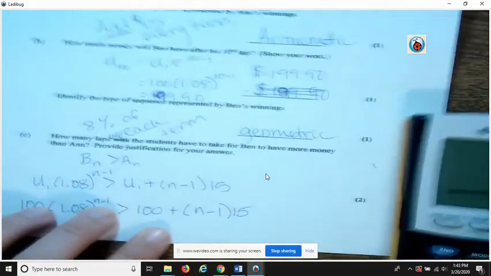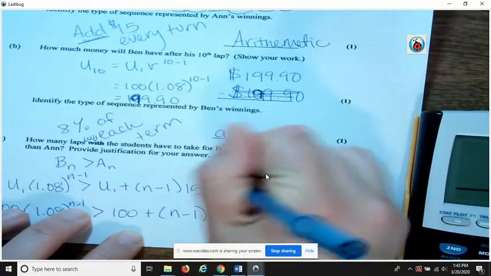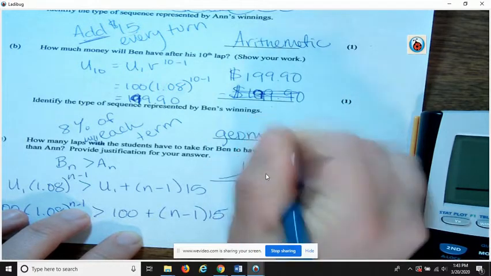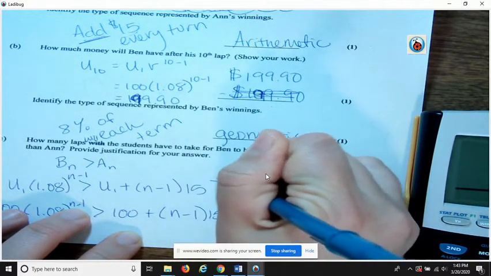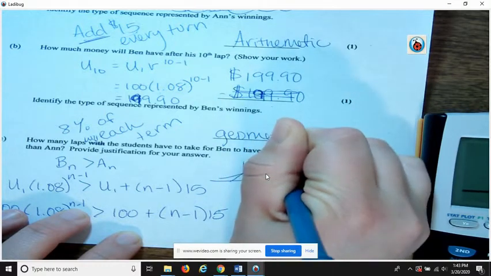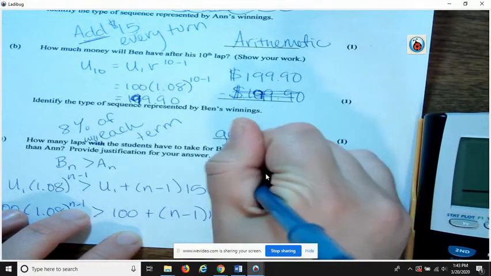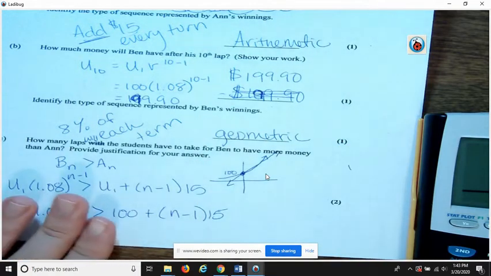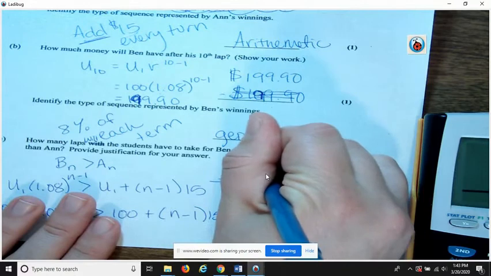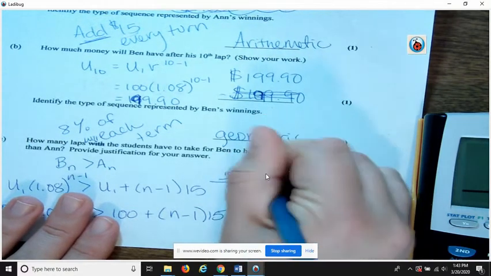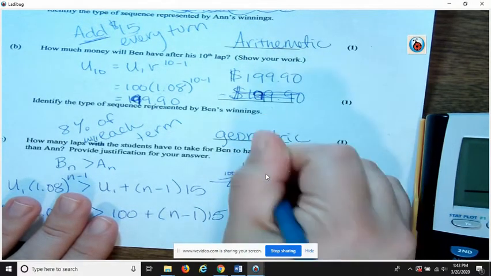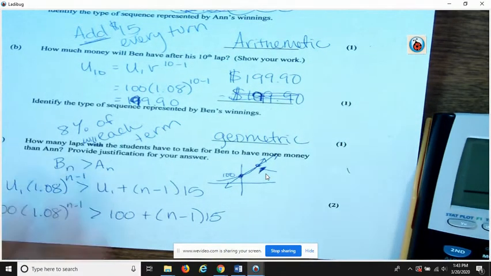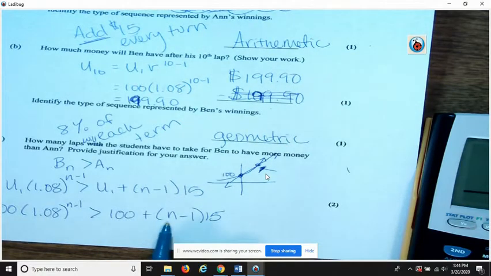So I'm going to go ahead and draw out this graph. We have Ben, then we have Ann. They meet here on the y-axis at 100. This intersection point is where Ben starts to earn more money than Ann. So we need to figure out that particular X value. That X value corresponds to the N value right here.